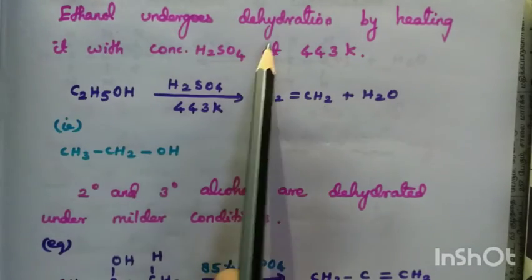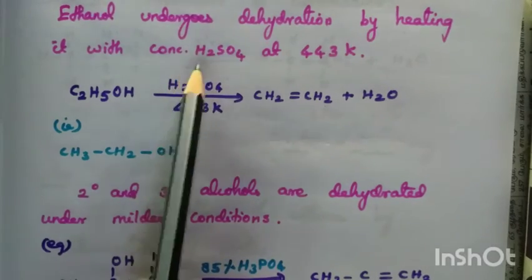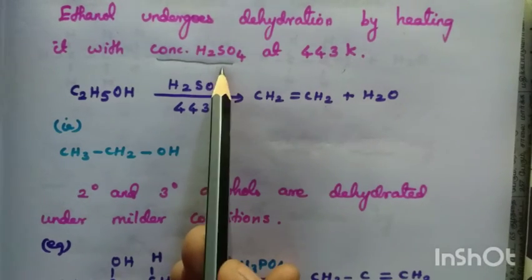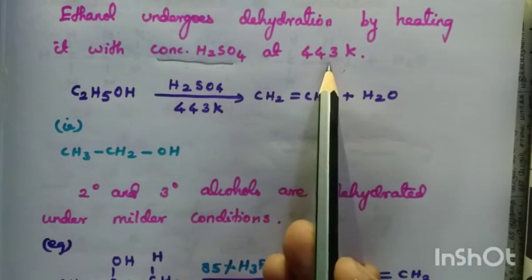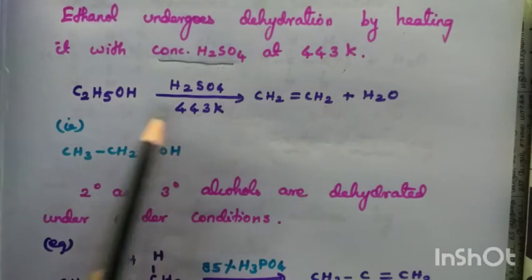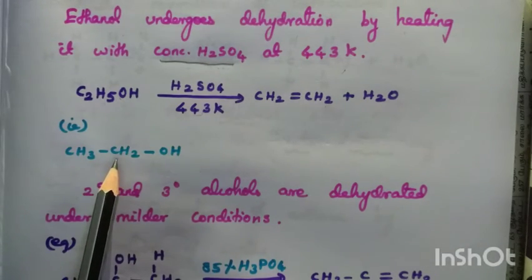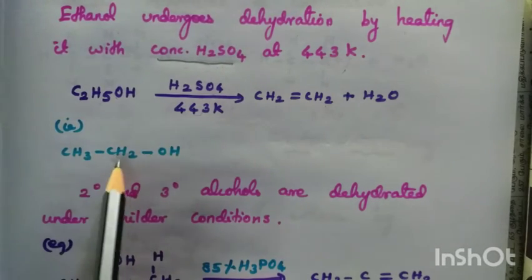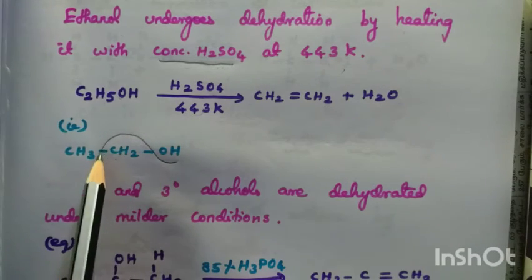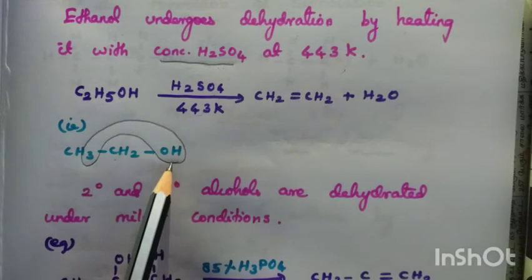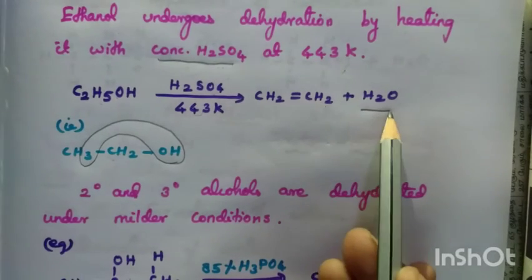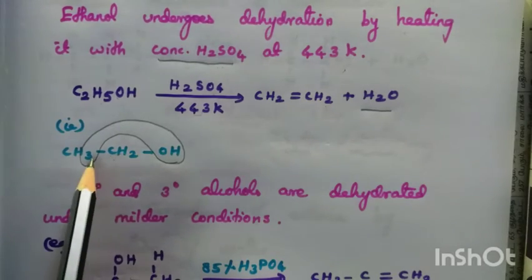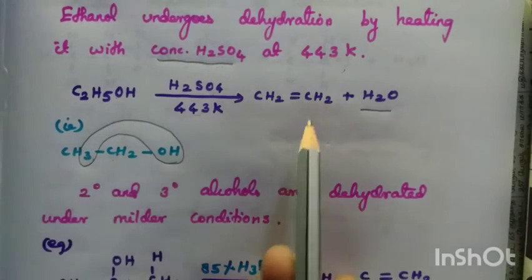Now, ethanol undergoes dehydration by heating with concentrated sulfuric acid. At 443 Kelvin, it is a powerful dehydrating agent. Ethyl alcohol can be written like this also. A dehydrating agent has a tendency to remove water. OH from one carbon and one hydrogen from another carbon, in this manner the water molecule goes out. If you remove any atom or group from the adjacent carbon atom, you have to introduce one bond, no? So CH2 double bond CH2.